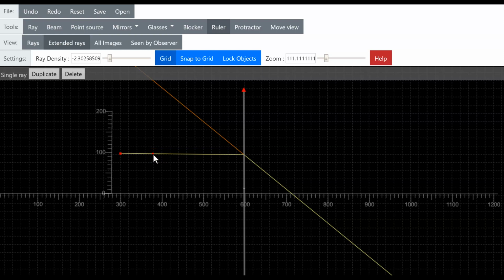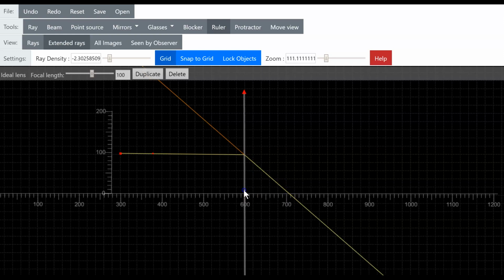And what you're seeing right now is that if I click on this lens, note that this guy is not going to the 100 mark of the focal length. So I keep adjusting my lens until it's in the middle, and once I do that, I now get 100 centimeter focal length as this thing indicates.